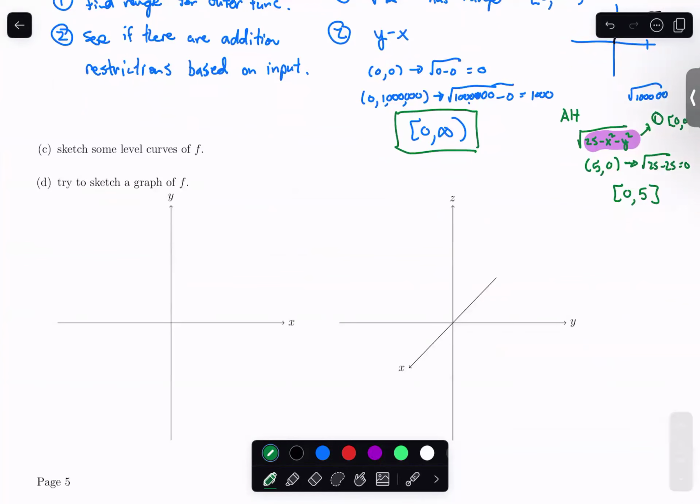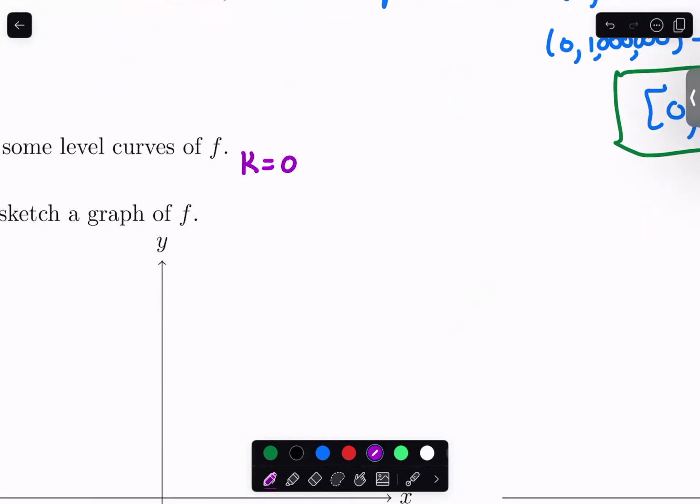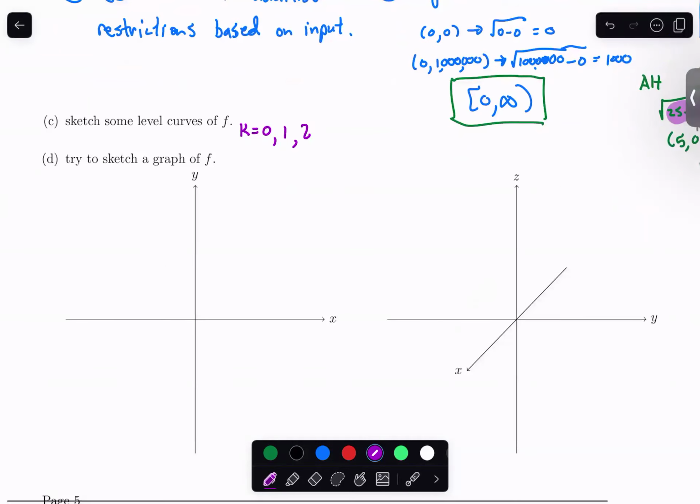All right. So C is sketch some level curves, and then D, try to sketch the graph from those level curves. So sketching some level curves, we know that the range of outputs, the various k values, should be positive. So I could go ahead and choose, for instance, k equals 0. We could do 1, 2. That's probably enough. So we'll do 3 in this case. See what those look like, and then try to sketch the graph based on those.